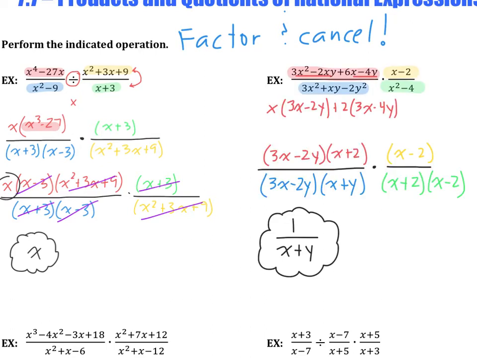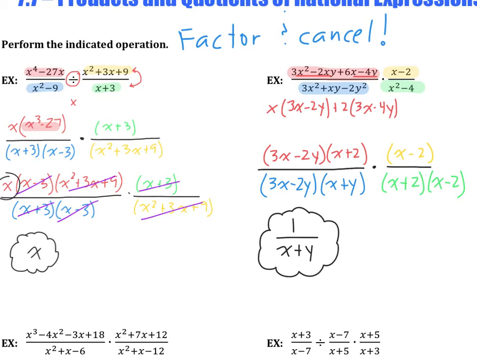Okay, so hopefully you were able to factor this numerator here in red. There's 4 terms, so you had to group it, okay? In the end, you should get 3x minus 2y times x plus 2. I kind of showed a little bit of work here. Factoring the denominator here in blue, you get 3x minus 2y times x plus y. This guy, x minus 2, that can't factor any further, and we have a difference of squares here in green.